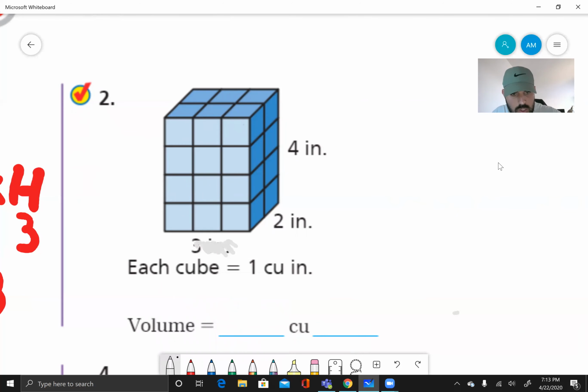What if there were no numbers next to it? Do you think you can still find the volume? Absolutely, right? Very simple. All you need to do is count.